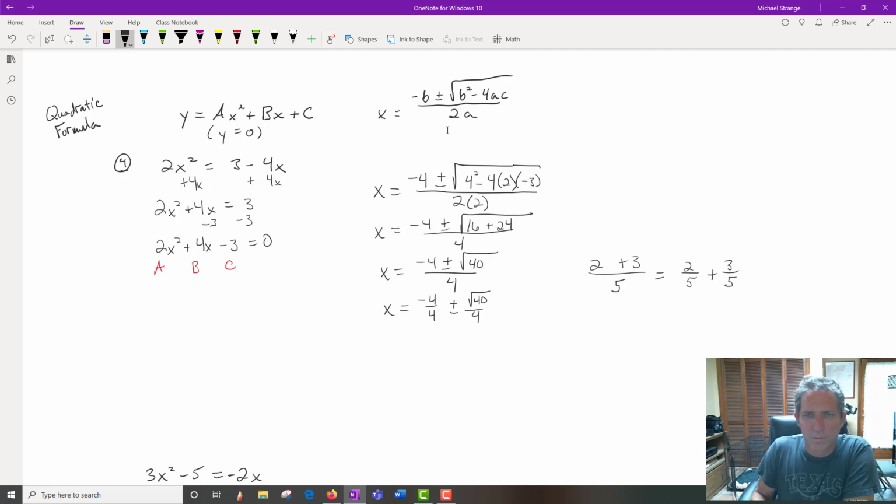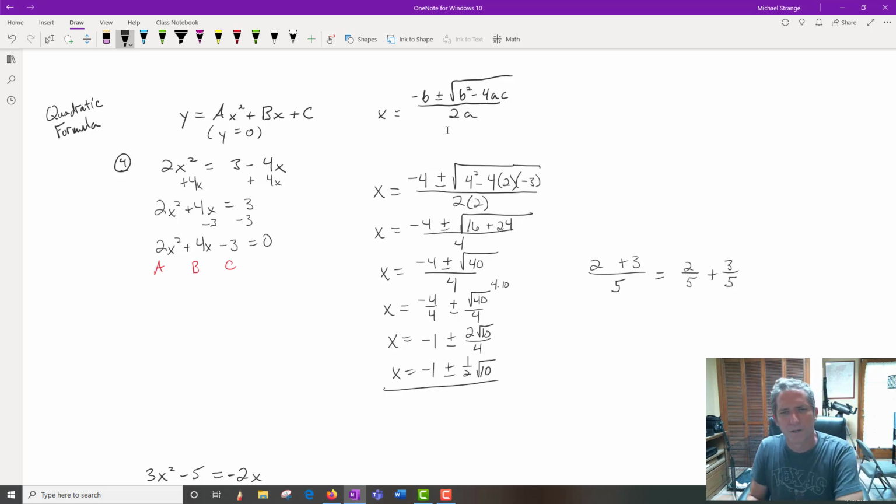The reason I did that is because now you can see that's negative 1 plus or minus root 40, that's 4 times 10 inside. Square root of 4 is 2, so 2 root 10 divided by 4. And then 2 divided by 4 is 1/2. So you see you can just keep simplifying it. 1/2 square root 10. And I think that's good.